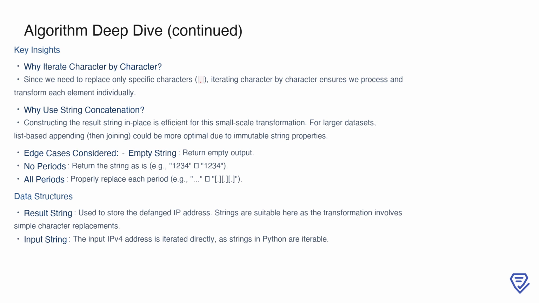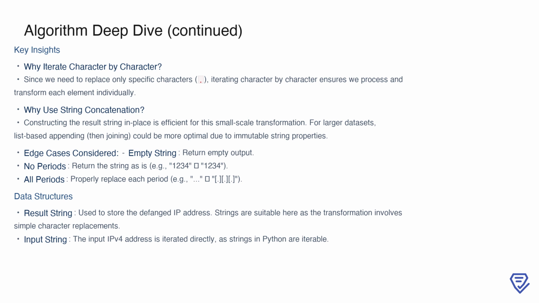By using string concatenation to build the result, we can efficiently construct the defanged version for small-scale inputs like an IPv4 address. However, for larger datasets, it's worth noting that strings in Python are immutable, meaning each concatenation creates a new string in memory. In those cases, appending to a list and joining the elements at the end could be more optimal.